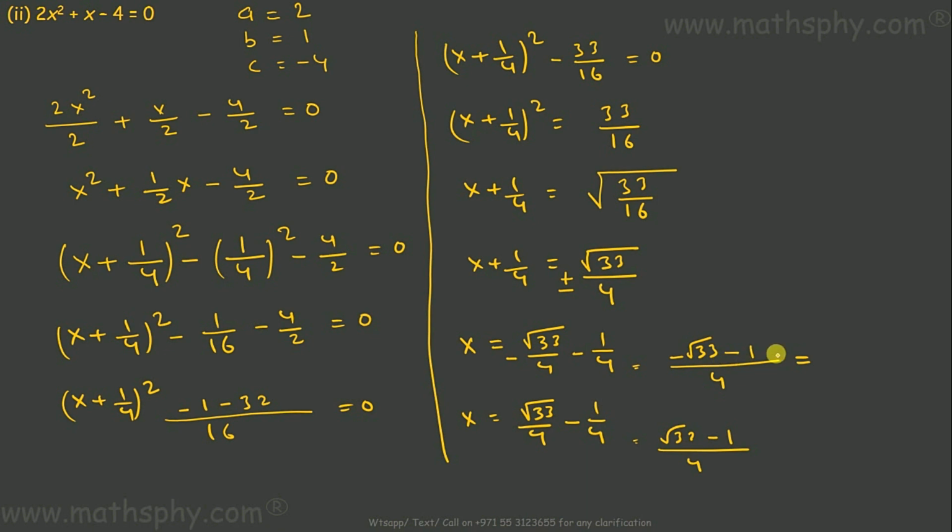You can write this as minus 1 minus root 33 over 4, and this can be minus 1 plus root 33 over 4. You can leave it till here also, or if you want you can do this. Both are alright. So x will be negative 1 minus root 33 over 4, and x will be negative 1 plus root 33 over 4. That's the answer here.